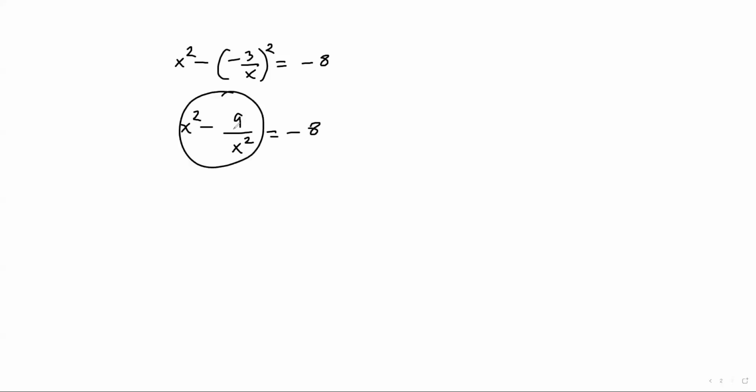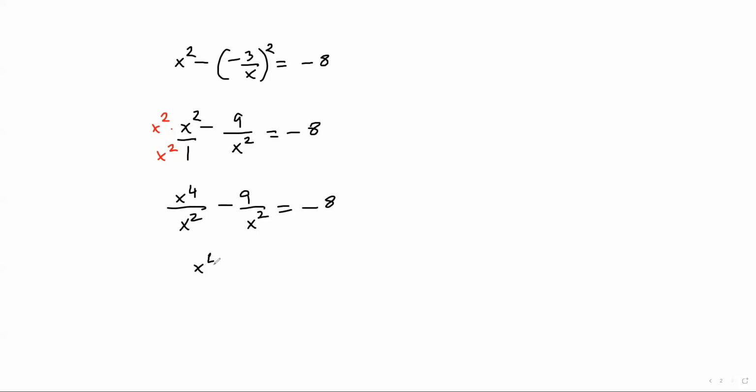To simplify the left side, I assume there is 1 in the denominator over here. To get the same denominator for both fractions, I multiply both numerator and denominator by x squared. When I do so, I get x to the 4th power over x squared - 9 over x squared is equal to -8. So the common denominator is x squared. To get rid of this denominator, I multiply both sides by x squared.